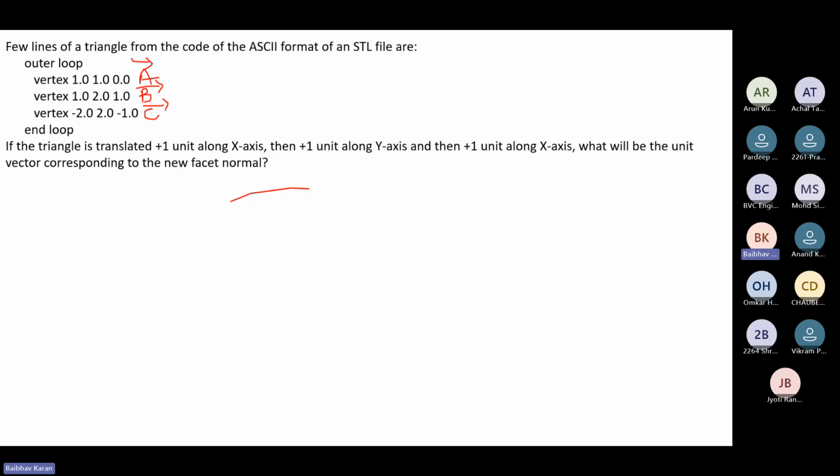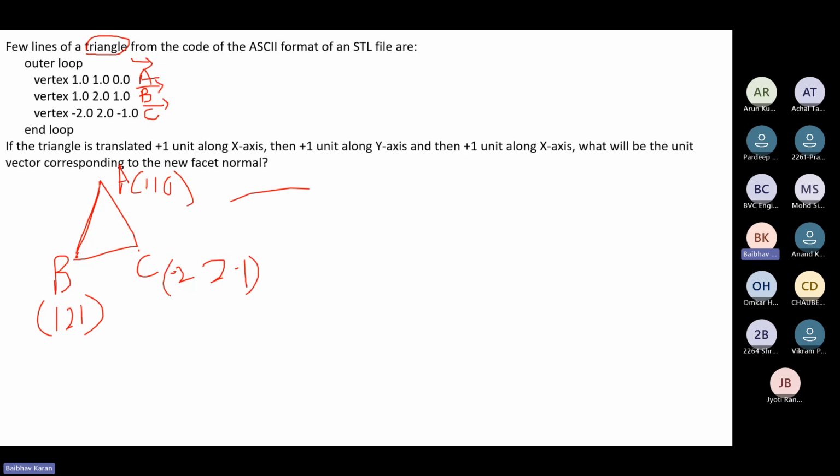Okay, I'll just help you out with the solution. So there are three vertices. It's a triangle, so there are three vertices of the triangle A, B, and C. Those values are given to you: the first vertex is 1, 1, 0, the second vertex is 1, 2, 1, and the third vertex is -2, 2, -1. Sorry, these are the three vertices which are given.